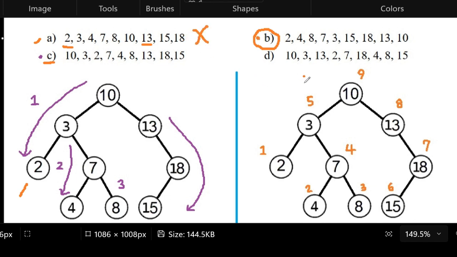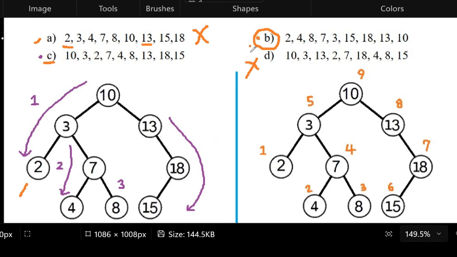What about D? If we go to 10, 3, and then 13, and then 2, 7, looks okay in terms of a pattern, but I really remember that a post-order traversal should go to the outer nodes. A while ago I was saying the periphery. So D wouldn't be good as well because again 10, 3, 13. What about 2? We need to go to the outer nodes, right?